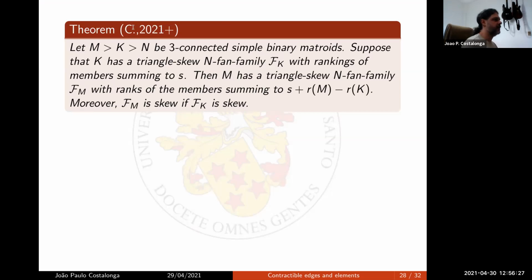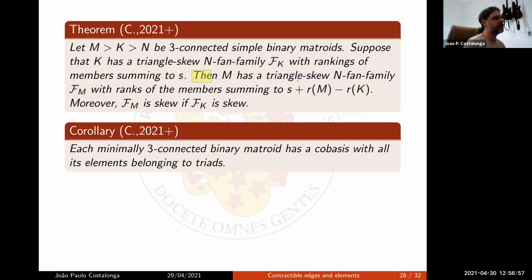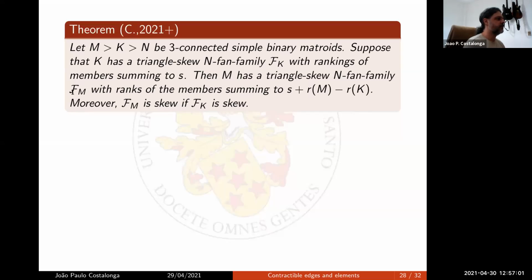Now, the general theorem. We have three matroids, M, K, N, all simple and binary, and N is isomorphic to a minor of K, which is isomorphic to a minor of M. And we suppose that K has a triangle-skew N family with ranks of the members summing to S. Then M also has a triangle-skew N family, but with the ranks of the members summing to S plus rank of M minus rank of K. And moreover, this family is skew. And this is the main result.